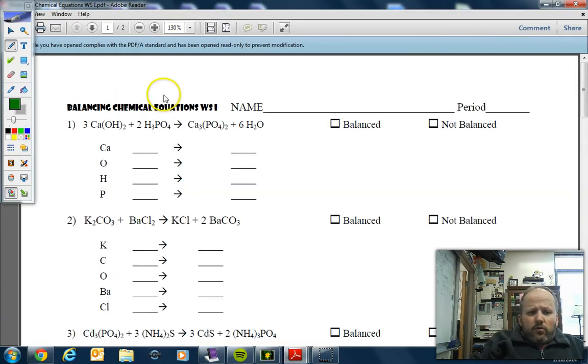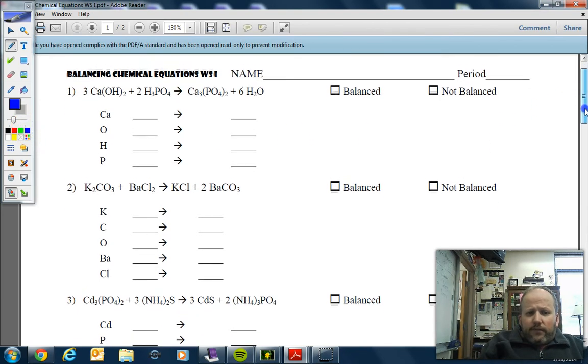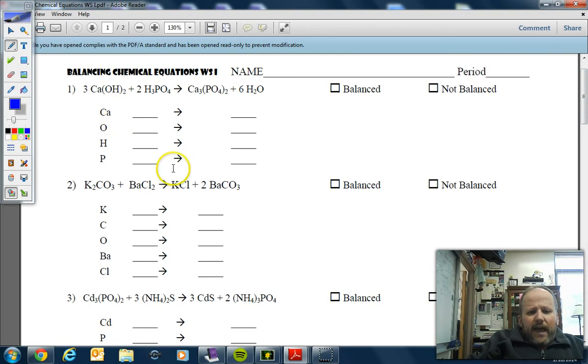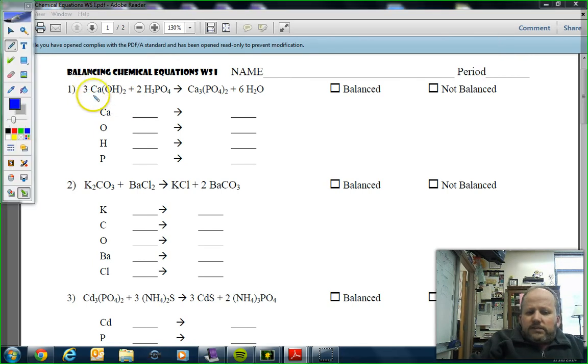Worksheet number 1 has a problem. Let's do number 1 together. All you have to do is count how many atoms you have on the reactant and product side, and then tell me if it's balanced or not. So let's quickly count everything. Calcium is right there. So calcium is not in parentheses.